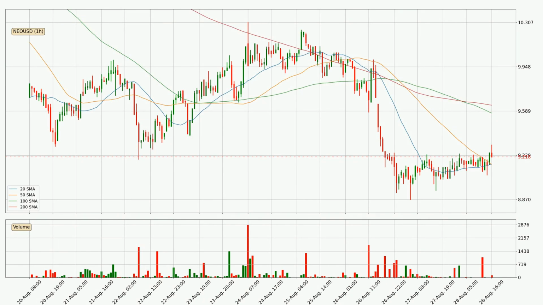Moving to the hourly simple moving averages, the current price is between the 20 and the 100 SMA. If the price bounces off the 20 SMA, which is currently at 9.16, it could be seen as a support, and the 100 SMA that is at 9.57 could be seen as a resistance to the upside. Breaking either way signals a possible further move to the corresponding direction.